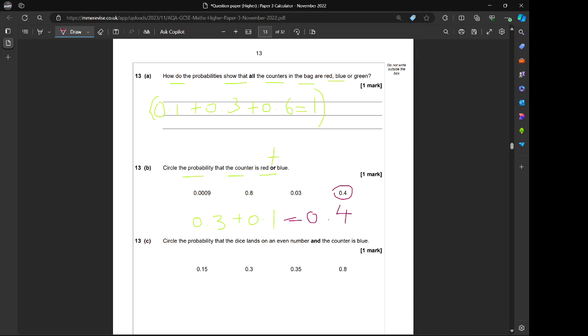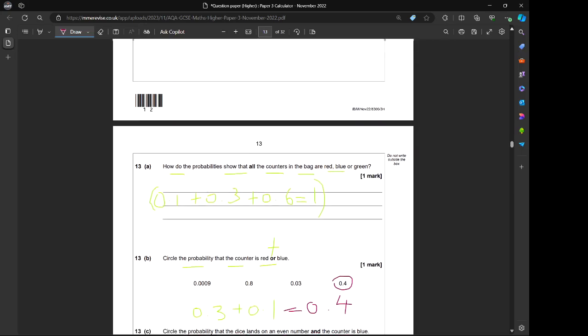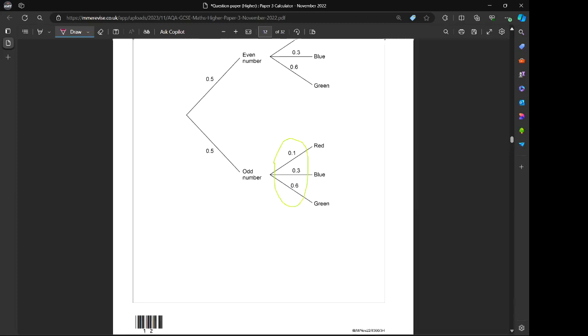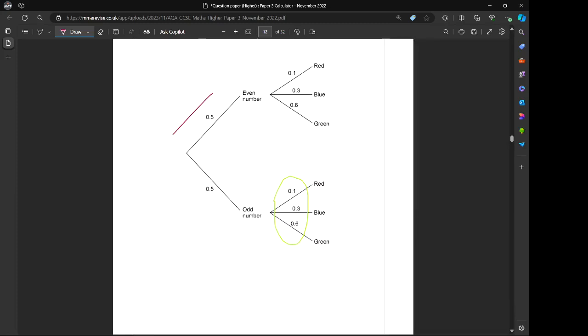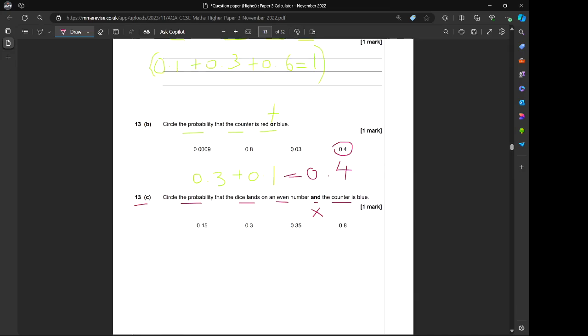Hello, welcome, guys. Question 13C. Circle the probability that the dice lands on an even number and the counter is blue. The word and means that we multiply the probabilities here. So lands on an even number and is blue. Looking here, it's this branch, and it's blue. So it's 0.5 times 0.3. Anyone know what is 0.5 times 0.3, please, in the chat?